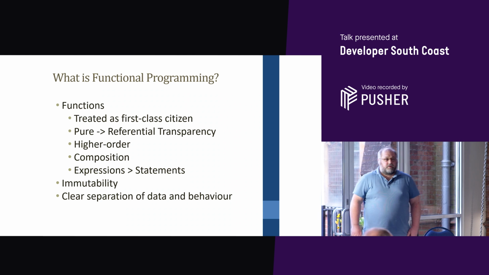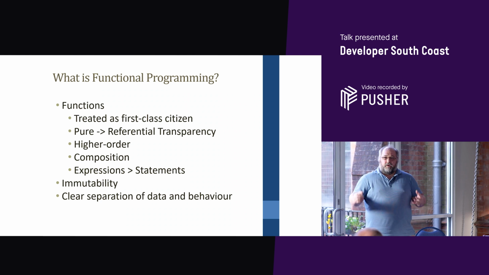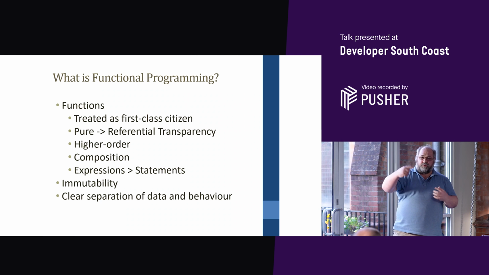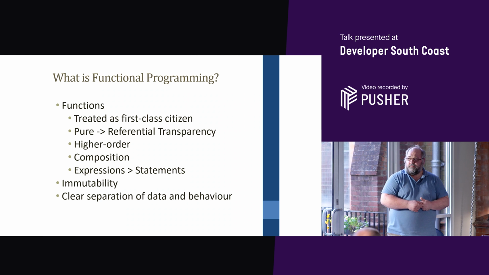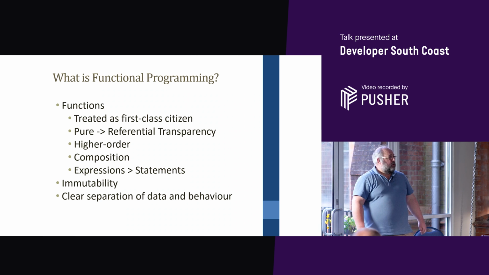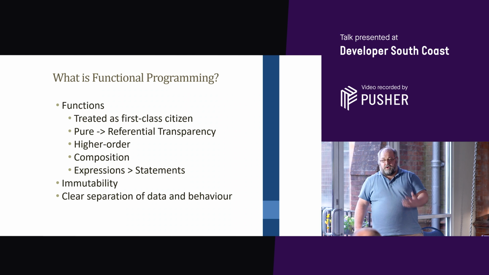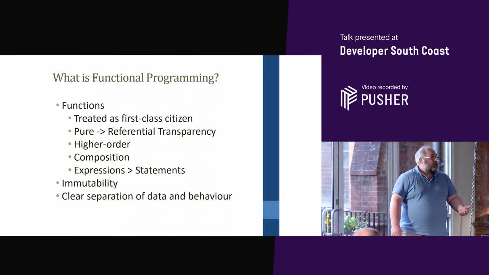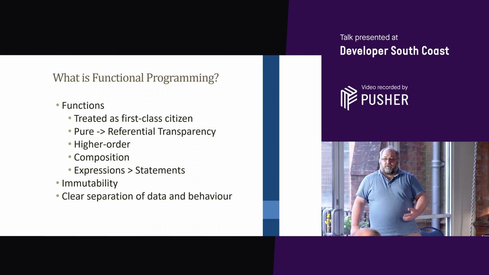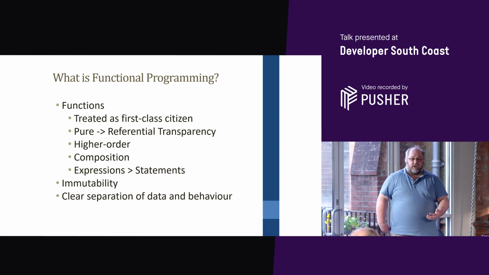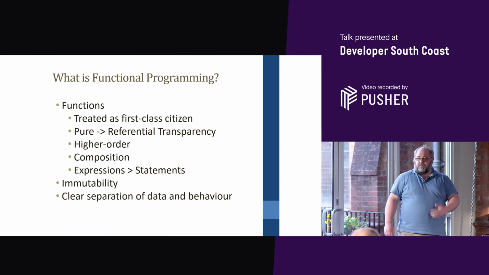Higher order functions. Quite simply, higher order functions are functions that pass into other functions or get returned from functions. So if you're doing LINQ, you're already using higher order functions. Composition. Just as you build objects out of smaller objects, we build bigger functions out of smaller functions. That's all composition is. And finally, expressions versus statements. So a statement doesn't have to return anything, an expression does. So functional languages are always expressions, they're always returning a value.